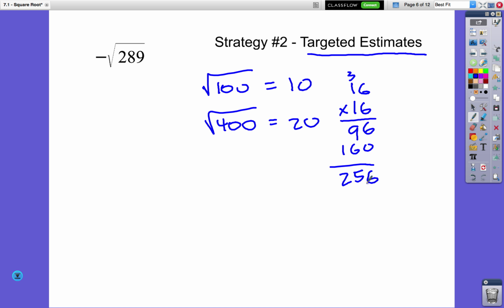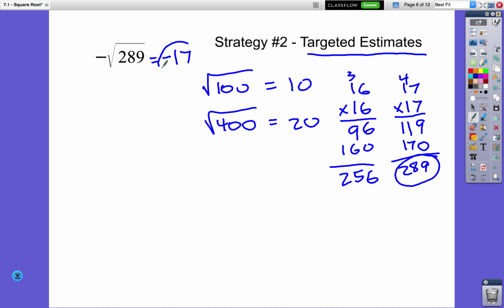So 256 happens to be just a little bit below 289, which means I want to take my next estimate and go a little bit higher. Again, using targeted estimation. So 17 times 17. 7 times 7 is 49, carry the 4. That's going to be 11. 1 times 17, that's 17. Add them up. And sure enough, I get 289. So 17 times 17 is 289. So over here, the negative square root of 289 is negative 17.